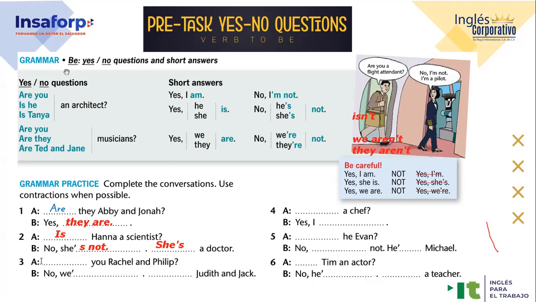Three, you, Rachel, and Philip. Are you Rachel and Philip? No, we are not. No, we're not. ¿Son ustedes Rachel y Philip? No, no lo somos. Judith and Jack. ¿Qué responderían ahí ustedes? Are you Rachel and Philip? We are. Okay, yo voy buscando la contraseña. We're okay. Judith and Jack. Four.